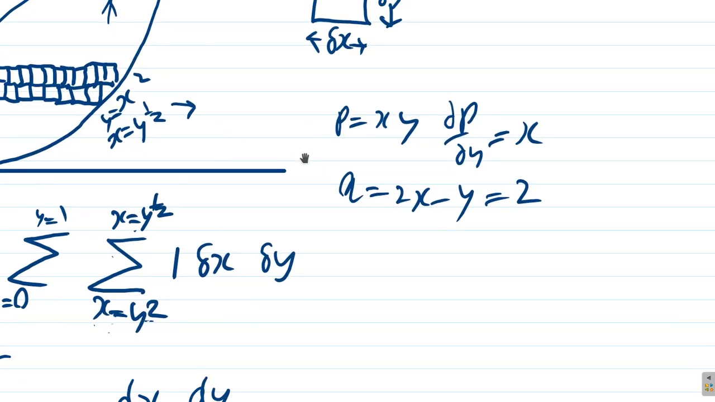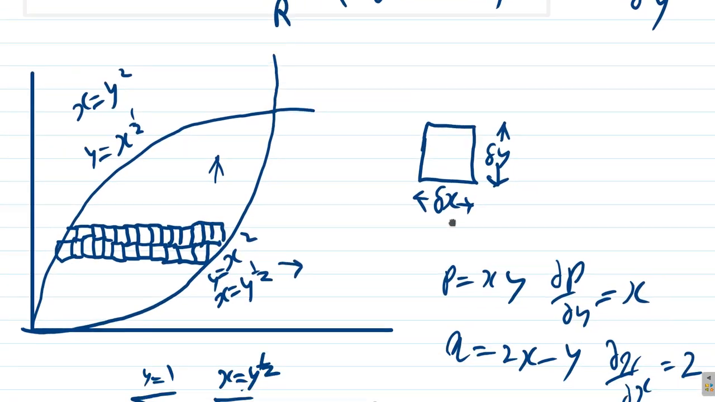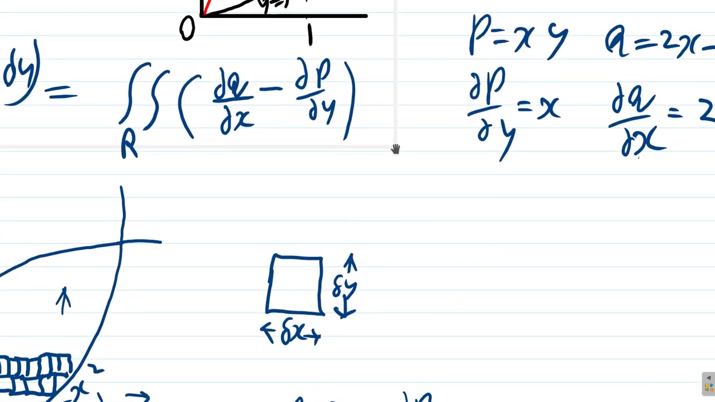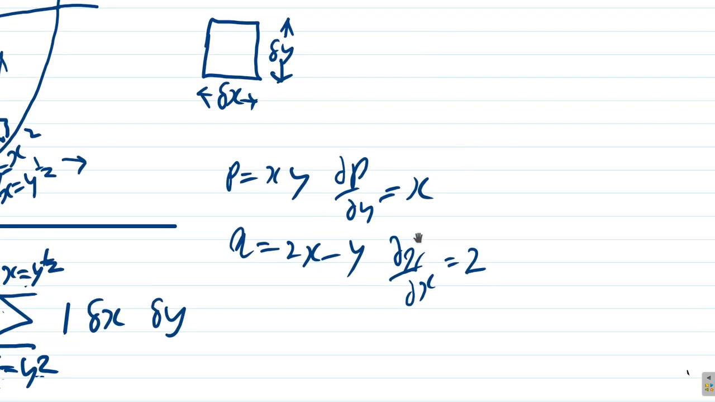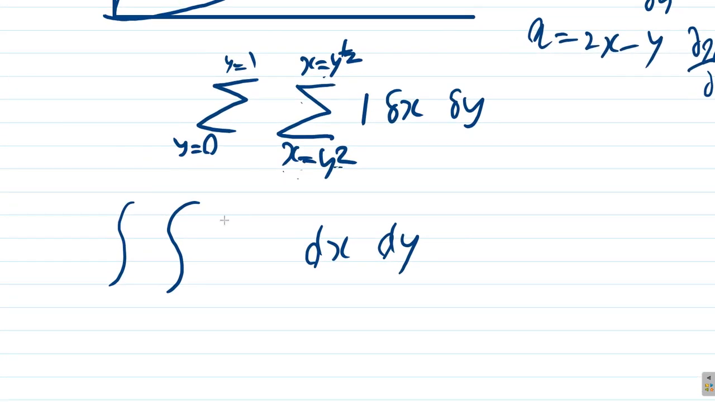So here now we have delta q by delta x being equal to 2. Alright? Delta q by delta x is 2. So delta q by delta x minus delta p by delta y is going to be 2 minus x. So you're integrating 2 minus x.